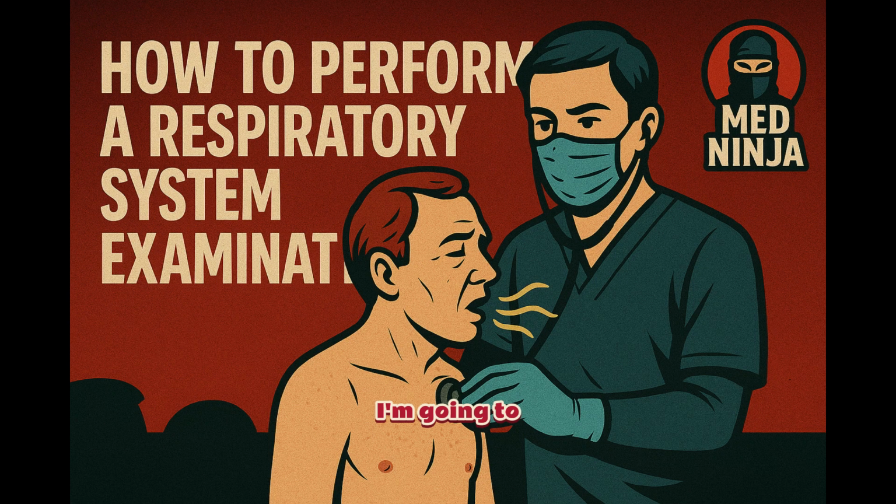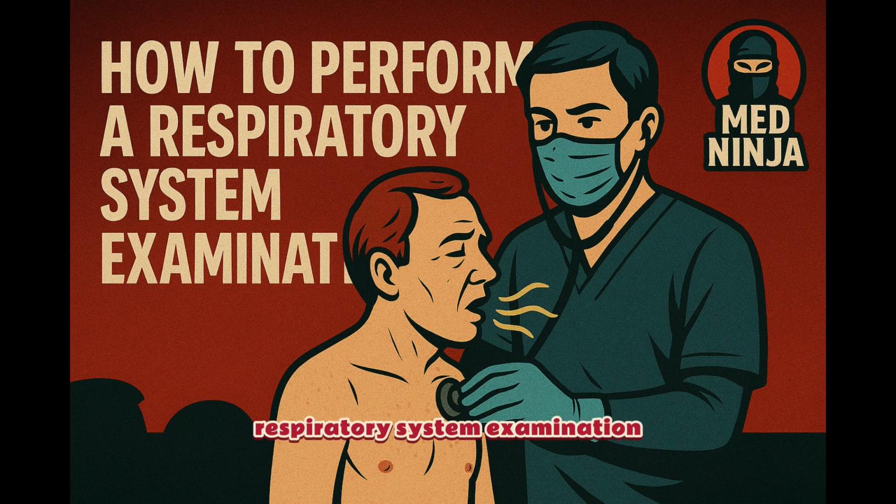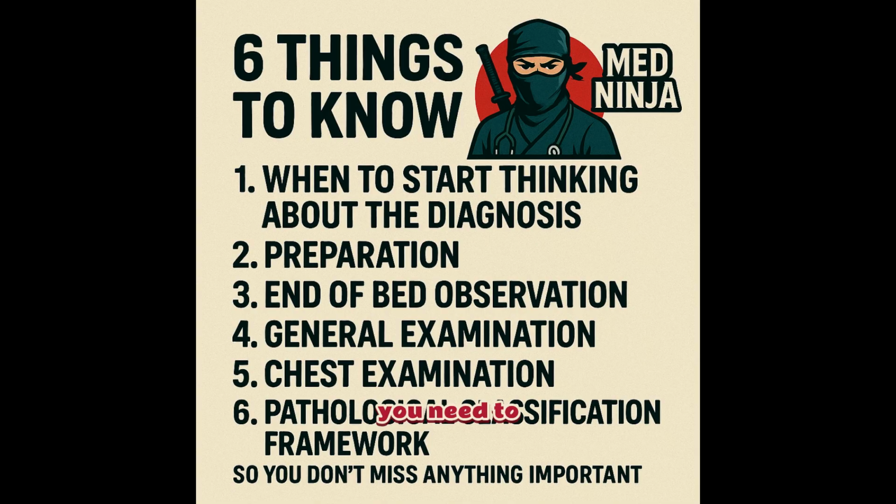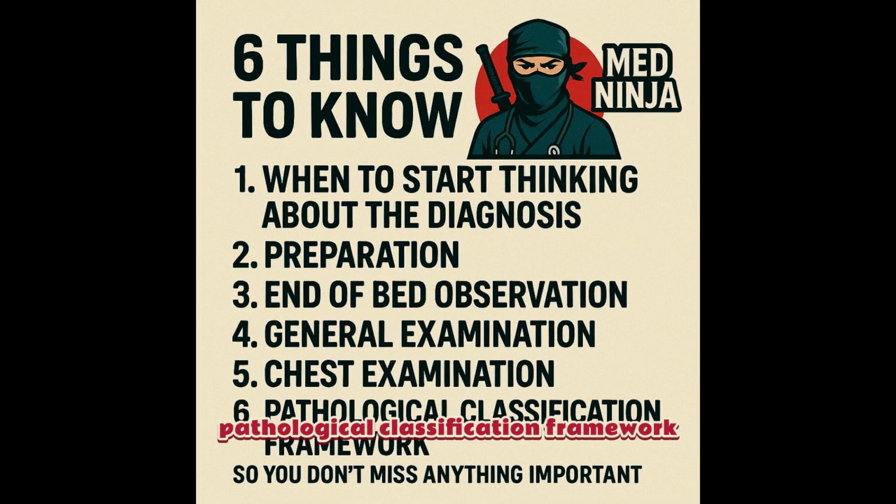In this video, I'm going to teach you how to perform a respiratory system examination. There are 6 things you need to know. 1. When to start thinking about the diagnosis. 2. Preparation. 3. End of bed observation. 4. General examination. 5. Chest examination. And 6. Pathological classification framework, so you don't miss anything important.